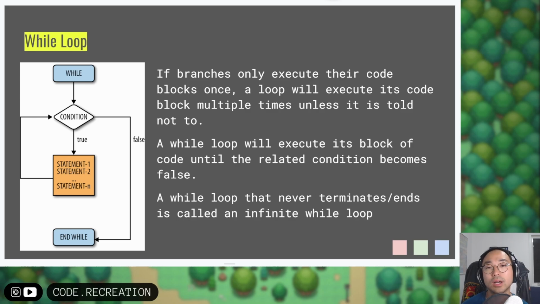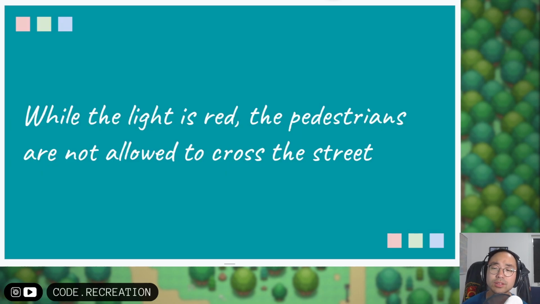and that's called an infinite while loop. So in this situation here, it says while the light is red, the pedestrians are not allowed to cross the street. So in this situation here, we're in a loop. As long as the light is red, the pedestrians that are walking on the streets are not allowed to cross the street at the moment. Okay? And as soon as that condition of the light being red is false, the pedestrians should be allowed to cross the street.